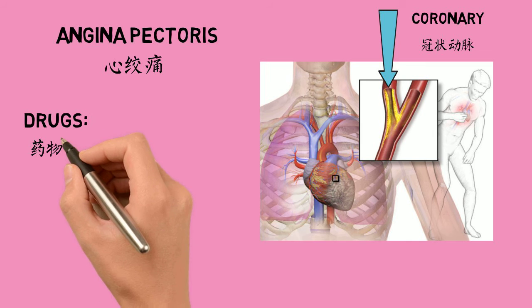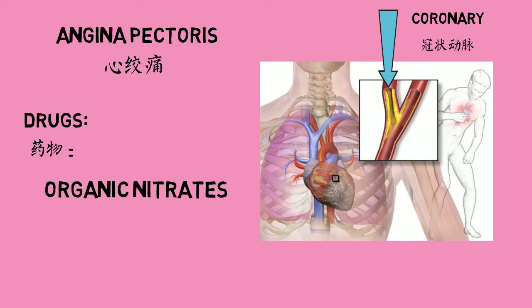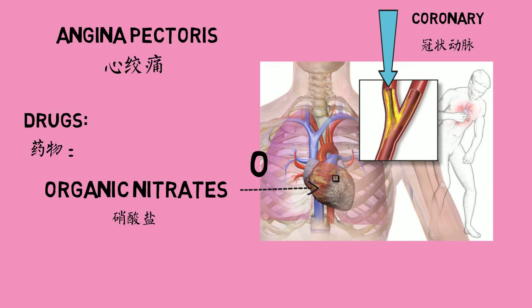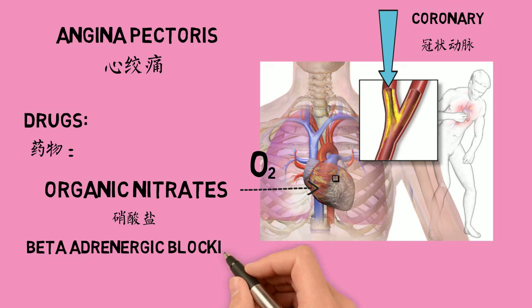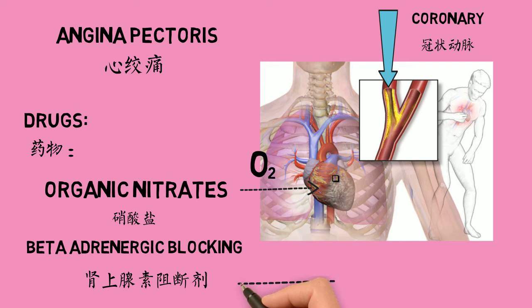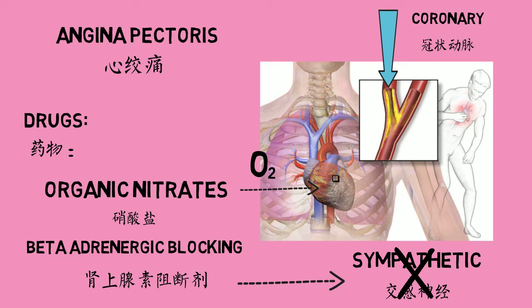Drugs used in angina pectoris include organic nitrates and beta-adrenergic blocking agents. The effects of nitrates are mediated through the direct relaxant action on smooth muscles of coronary arteries. It will increase coronary blood flow and oxygen to the heart. Beta-adrenergic blocking agents will block the effects of sympathetic activity, such as increase in heart rate, blood pressure, and myocardial contractility, then indirectly decrease oxygen use by the heart.